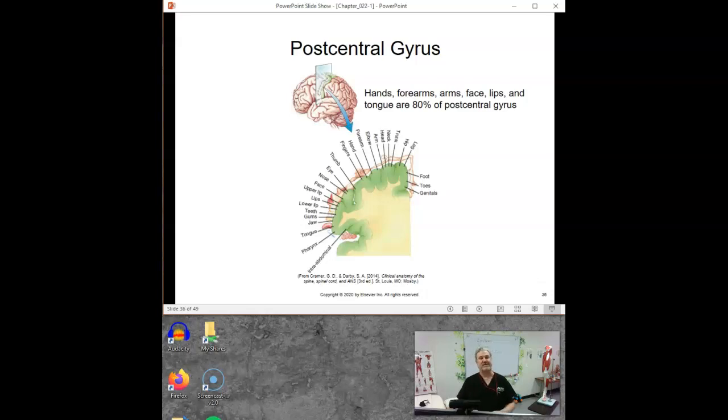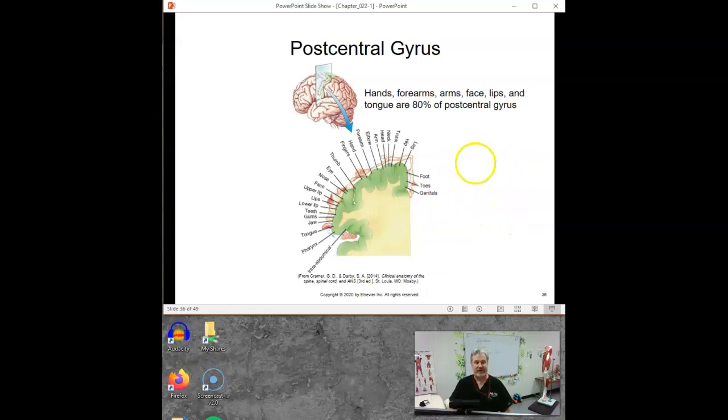Yeah, let me explain this. So the post-central gyrus is an area in your brain that receives touch sensation. And I think the reason, and I like this reason, I think the reason your book is making a big deal out of it is they want you to realize how much of your brain is set aside just for touch and sensation, and the way it's divided up.